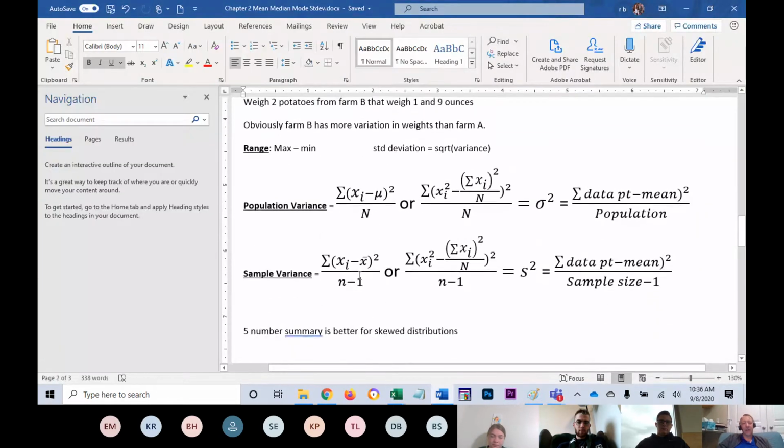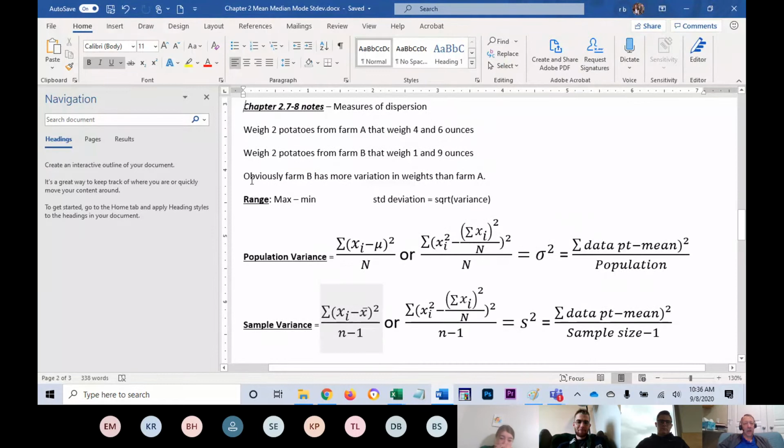I've got a couple of formulas here. Range is maximum minus minimum. Standard deviation is the square root of the variance. This is actually the variance right here. Now you remember we talked about earlier the difference between a population and a sample. So remember, when we're doing our problems, we have to identify, am I dealing with a population or am I dealing with a sample? If I'm dealing with a population, I'm going to use this formula. If I'm dealing with a sample, I'm going to use this formula.